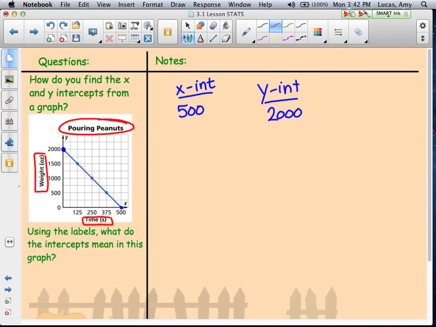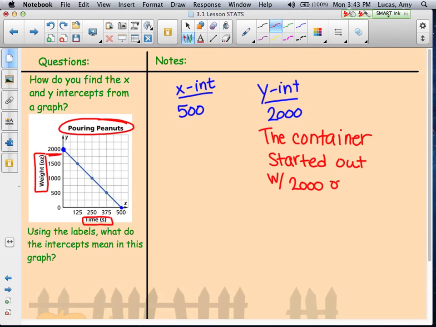So what this means is that we have a container that's full of peanuts and we are pouring them out. So right here, the weight was 2,000 ounces. So my y-intercept, the container started out with 2,000 ounces of peanuts. That's what that graph is telling me, that's where it started out. It had 2,000 ounces of peanuts in it.